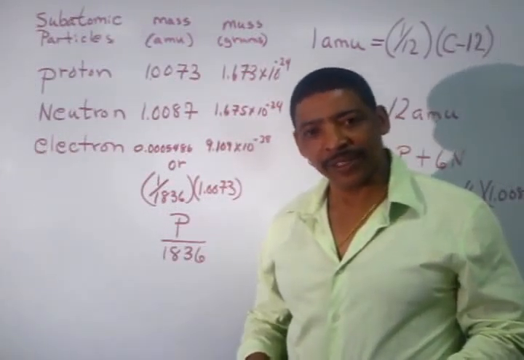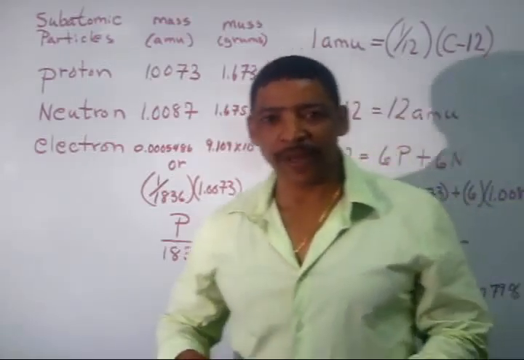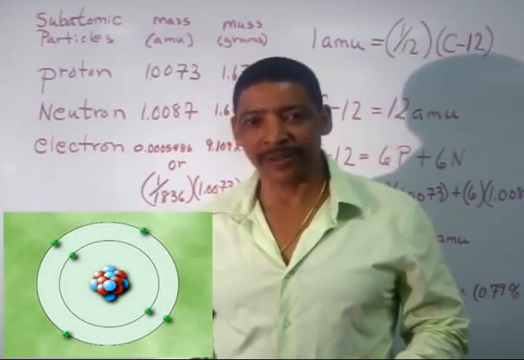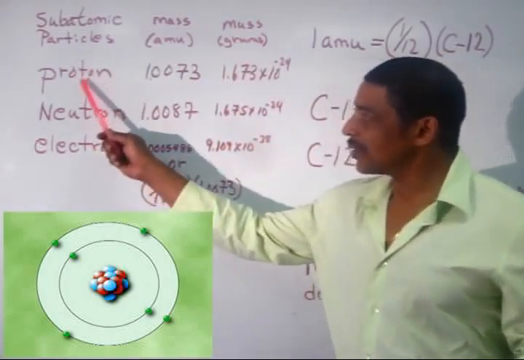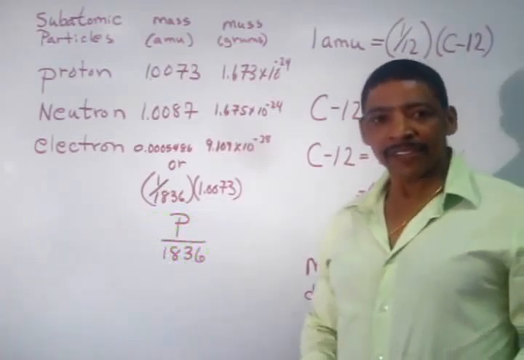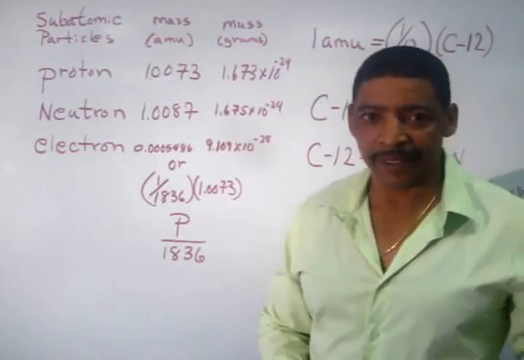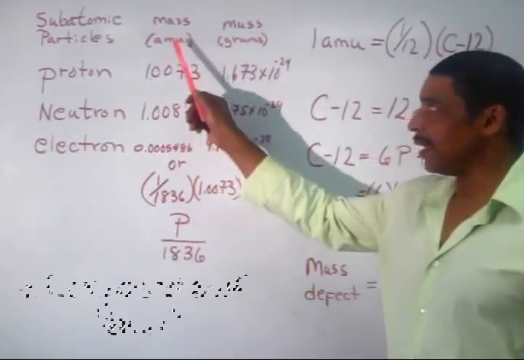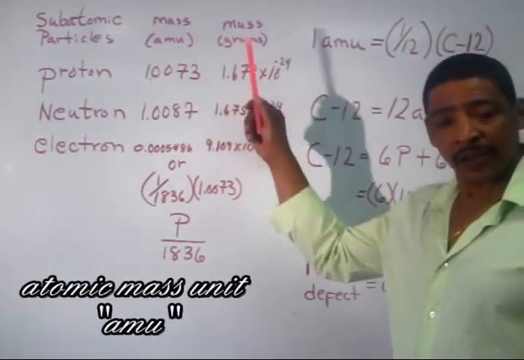All atoms, with the exception of one isotope of hydrogen, contain the following subatomic particles: protons, neutrons, and electrons. The masses of these particles may be indicated in two different ways: the AMU or grams.